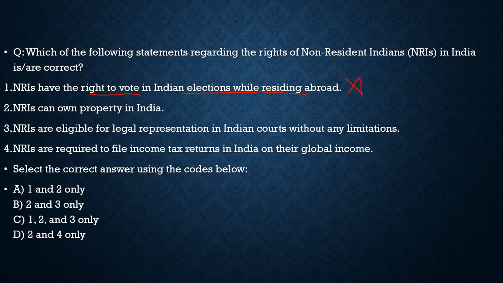Now coming to statement 2, it says NRIs can own property in India. 100% true. There are certain restrictions, but here the statement is very much general, so it becomes correct. Coming to statement 3, it says NRIs are eligible for legal representation in Indian courts without any limitation. 100% correct. Coming to statement 4, it says NRIs are required to file income tax returns in India on their global income. No, they have to file their income tax returns in India with respect to their business in India only, not on their global income. So statement 4 is also incorrect. So with respect to this question, the correct statements are statement 2 and statement 3 only.